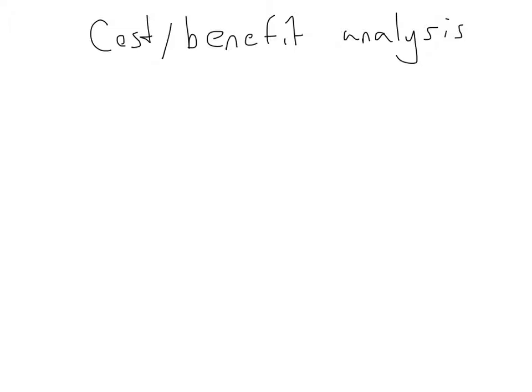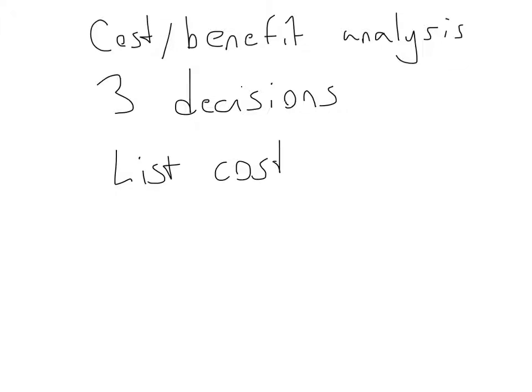So what I'd like for you to do is come up with 3 decisions that you make on a regular basis. Okay, 3 decisions. It can be about anything. For each one of these decisions, I want you to list the cost and the benefit. It should be fairly simple.